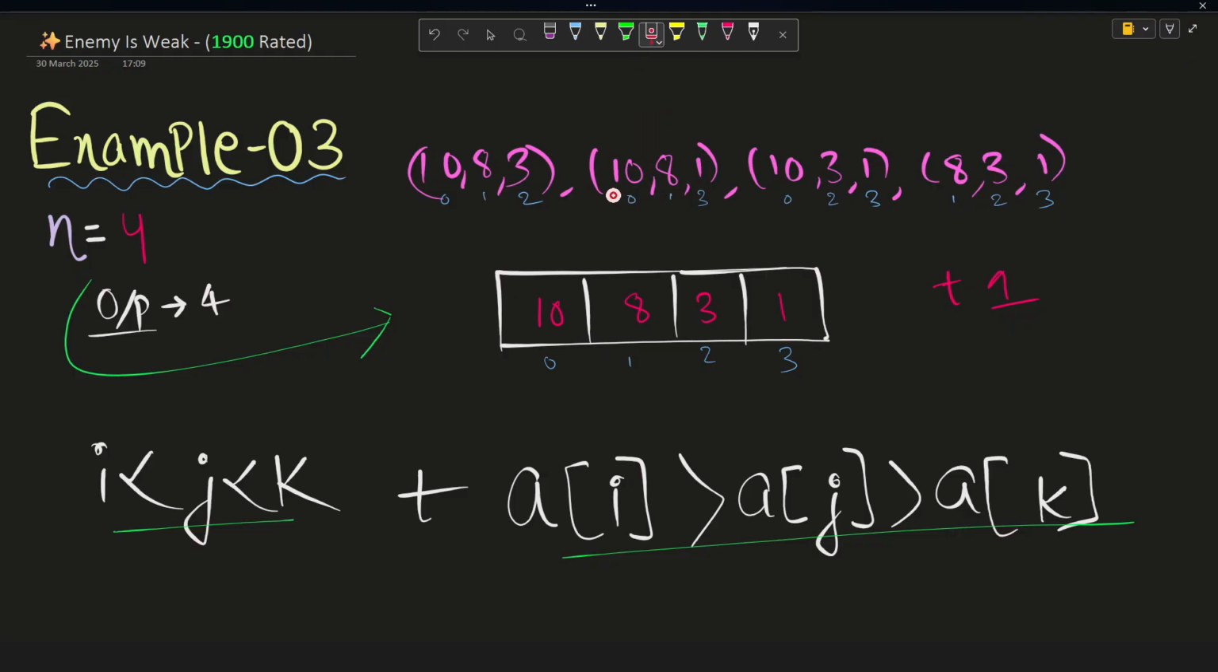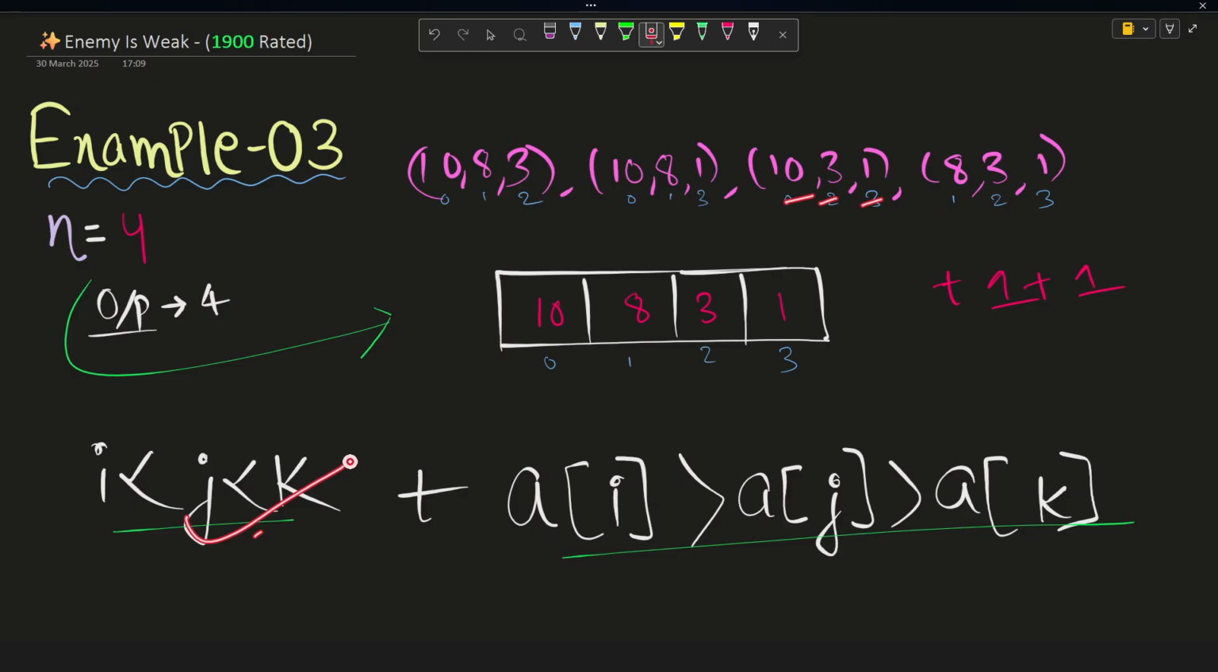Now let us check for this second triplet. For this triplet also, if you see, then 0 is less than 1 and 1 is less than 3. So the first condition is satisfied. And also if you move in this direction, then 10 is the greatest and 1 is the smallest, and the value is decreasing when going in this direction. So this triplet is also satisfying the property. So what we will do, we will again increase the count. And now if we check for this triplet, then 0 is less than 2 and 2 is less than 3.